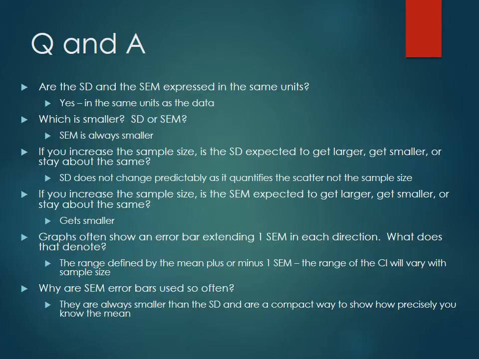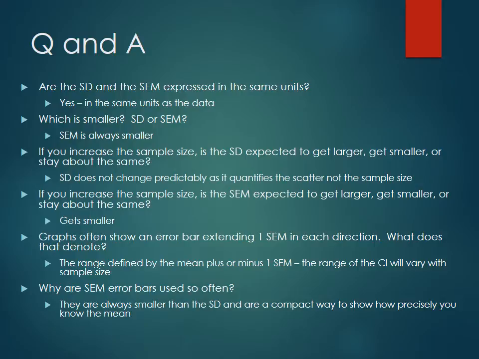If you increase sample size, is the standard deviation expected to get larger, smaller, or stay about the same? Should get smaller, right? Because as you get closer to the population size, things start to cancel out and regress back to the population mean. So that's why your variability gets smaller. As the sample size gets bigger, your standard deviation should go down.